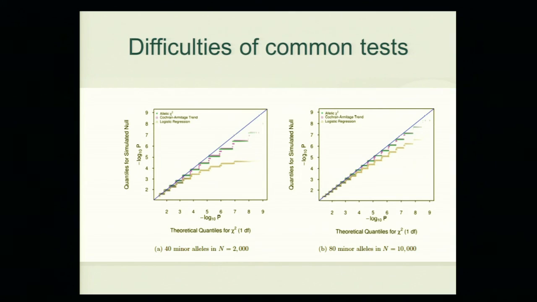So this is a pair of QQ plots. This one is 40 minor alleles in a sample of 2,000, and this is 80 minor alleles in a sample of 10,000. What we have is the minus log 10 p-value that we would expect based on the theoretical distribution under uniformity. So we have a uniform distribution for, say, 1 billion such tests of 40 copies in 2,000 individuals. And then what we have on the y-axis is what we observe.